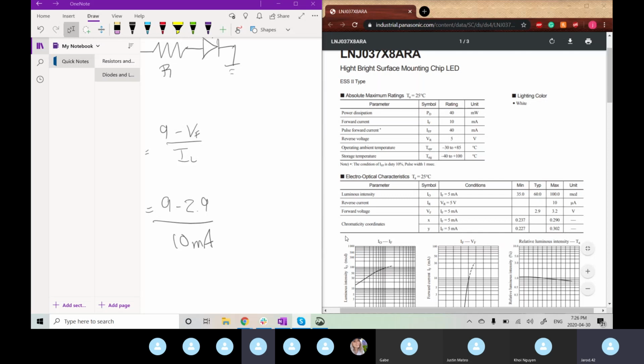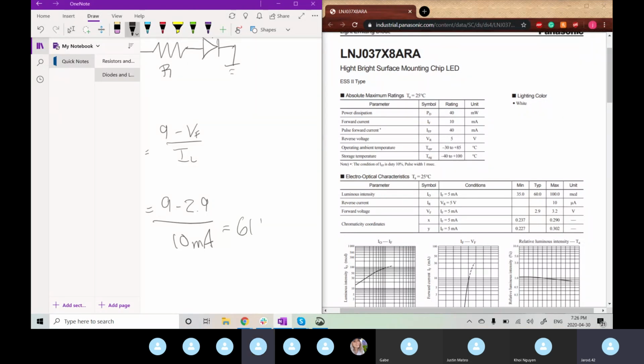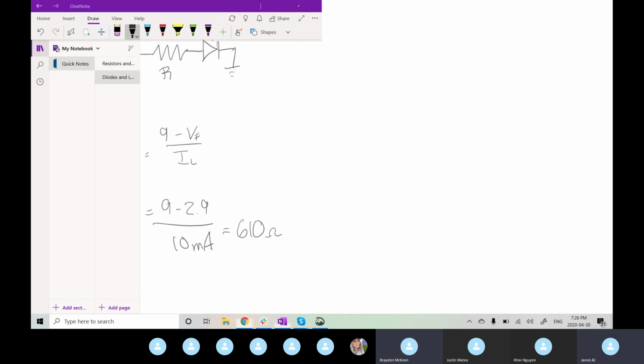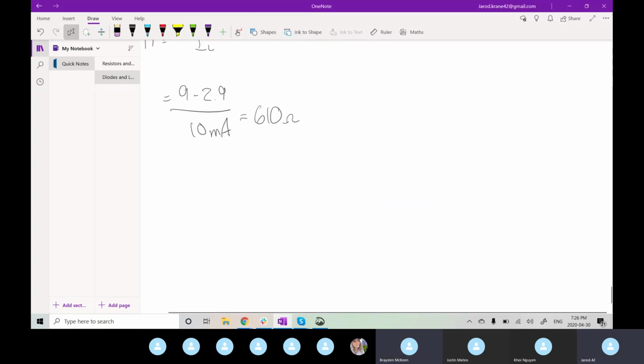I have just one question. Yep. For RGB LEDs, how does that work exactly? Because the forward voltage would change depending on what color you're shining it at, would it not?